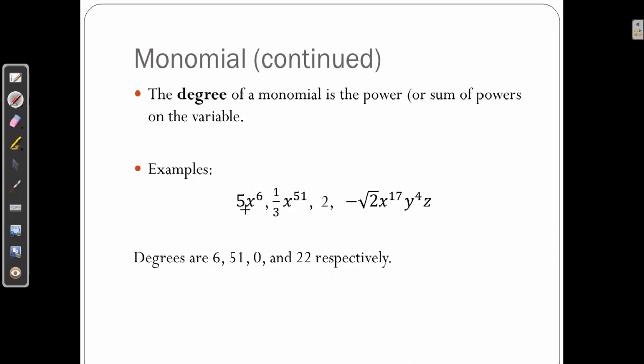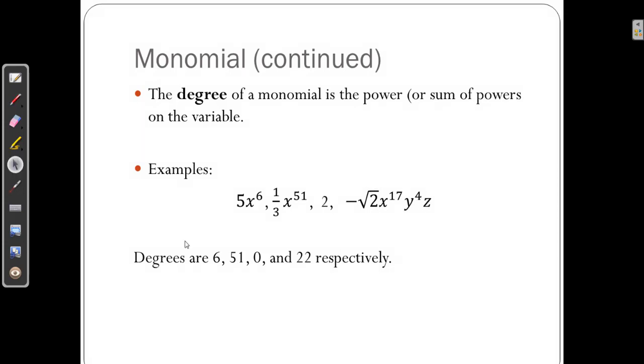If you look at this monomial, you see its exponent is 6. That's the degree of the monomial. If you look at this monomial, you see its exponent is 51. That's its degree. This one we saw before, the exponent on its variable would have been 0. This is a 0th degree monomial. And this one, you have to add 17 plus 4 plus 1. That is 22. So this is a 22nd degree monomial.